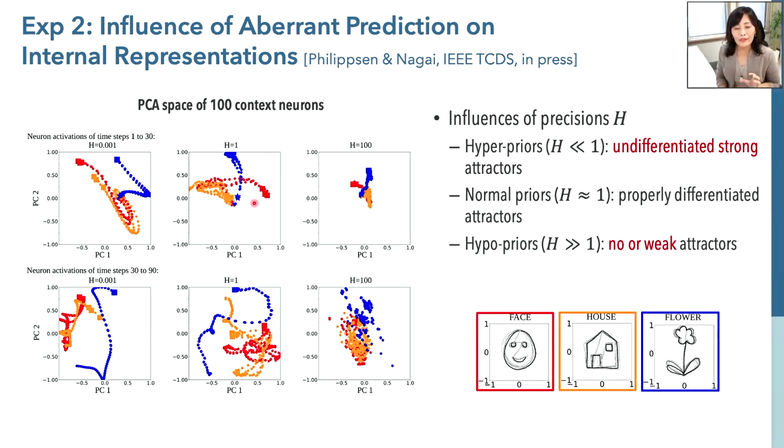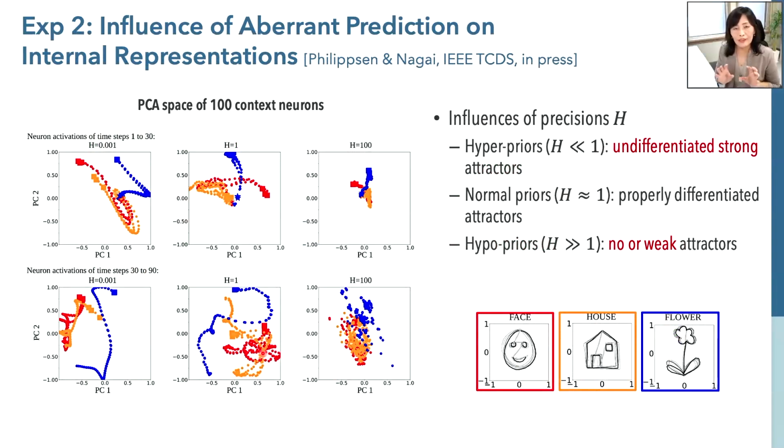The top row shows the neural activation for the first 30 steps, corresponding to the timing where the incoming sensory signal existed. And then the bottom panel shows the neural activations for the period when the network did not receive any incoming signal. Looking first at the normal prior network, you can observe that the three different objects were nicely separated in their neural activation. Here, red corresponds to face and yellow corresponds to house. These two are a little bit overlapped, but this is because of the similarities between the outlines.